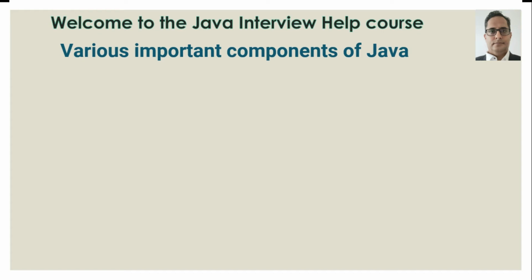Today we are going to discuss various important components of Java. What are the various components that are involved in compiling and running a Java program? When we start working on a Java application, the very first software that we download and install is the JDK, which stands for Java Development Kit. The JDK is comprised of the JRE and the Java command that we use to run a Java program.